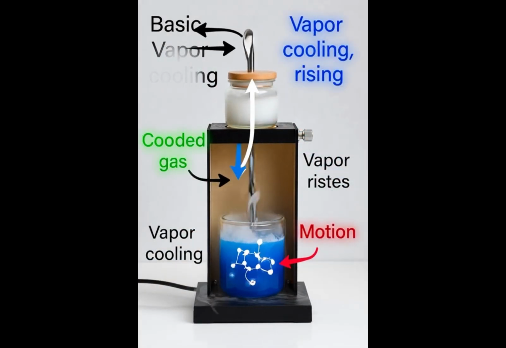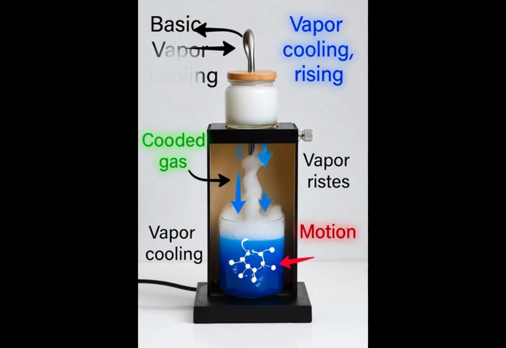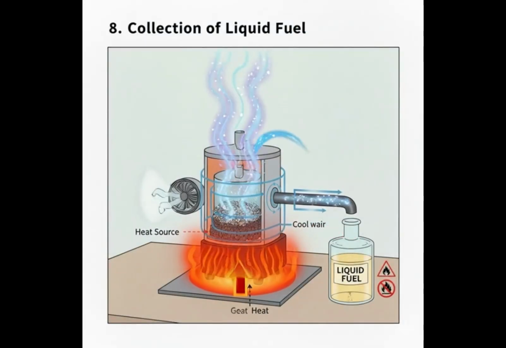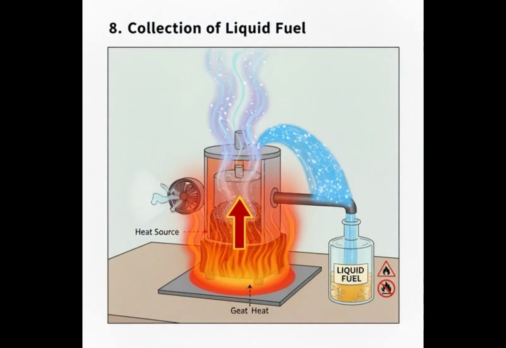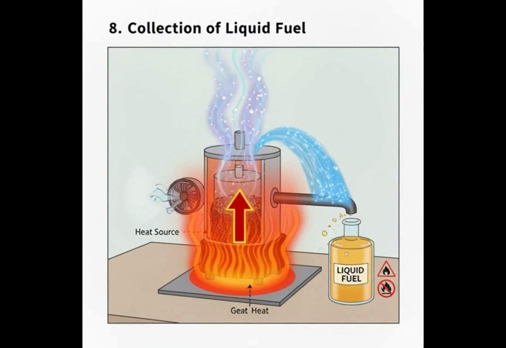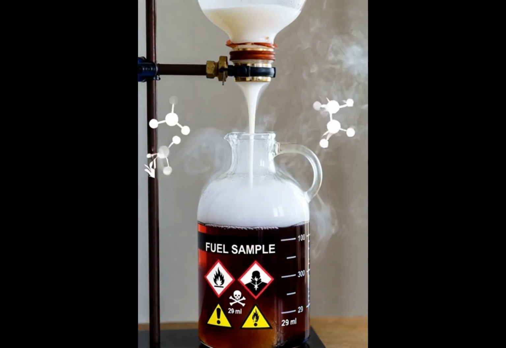7. Cooling the vapor. As the vapor cools, it begins to change state. This step shows how gas can turn into liquid through cooling, using a simplified visual explanation.